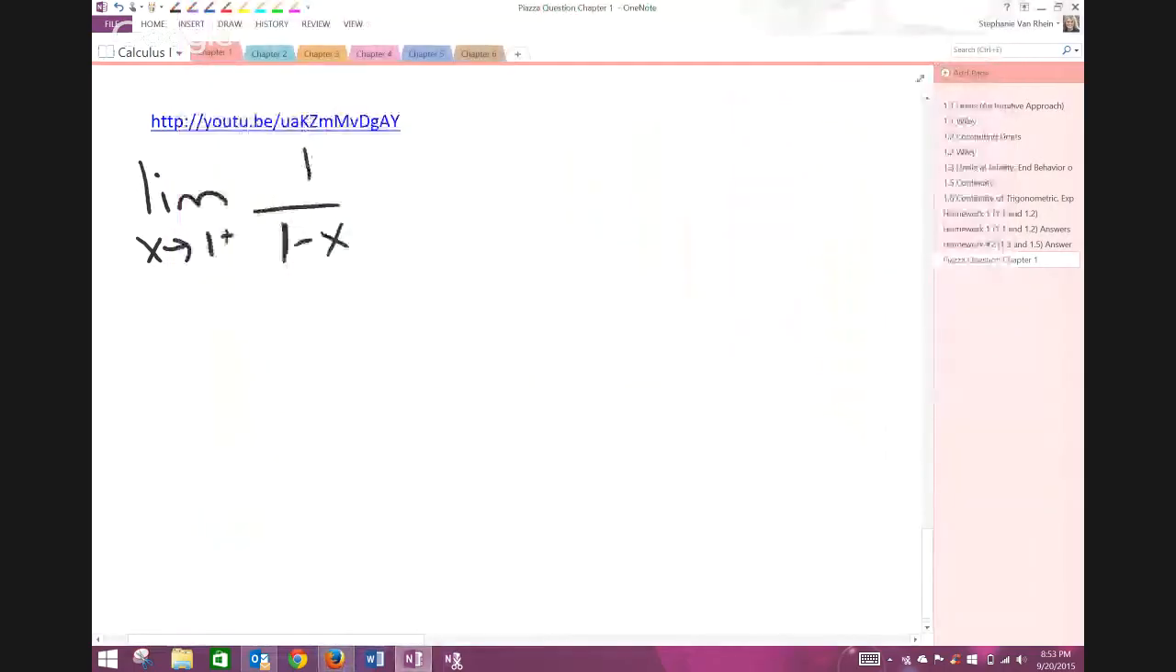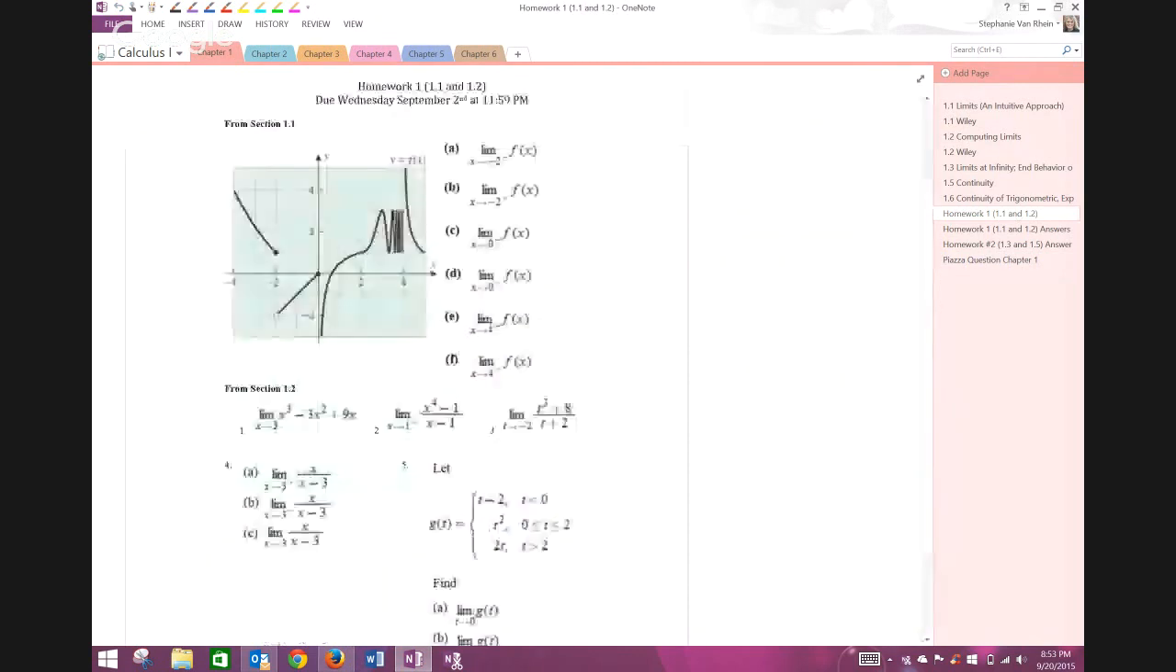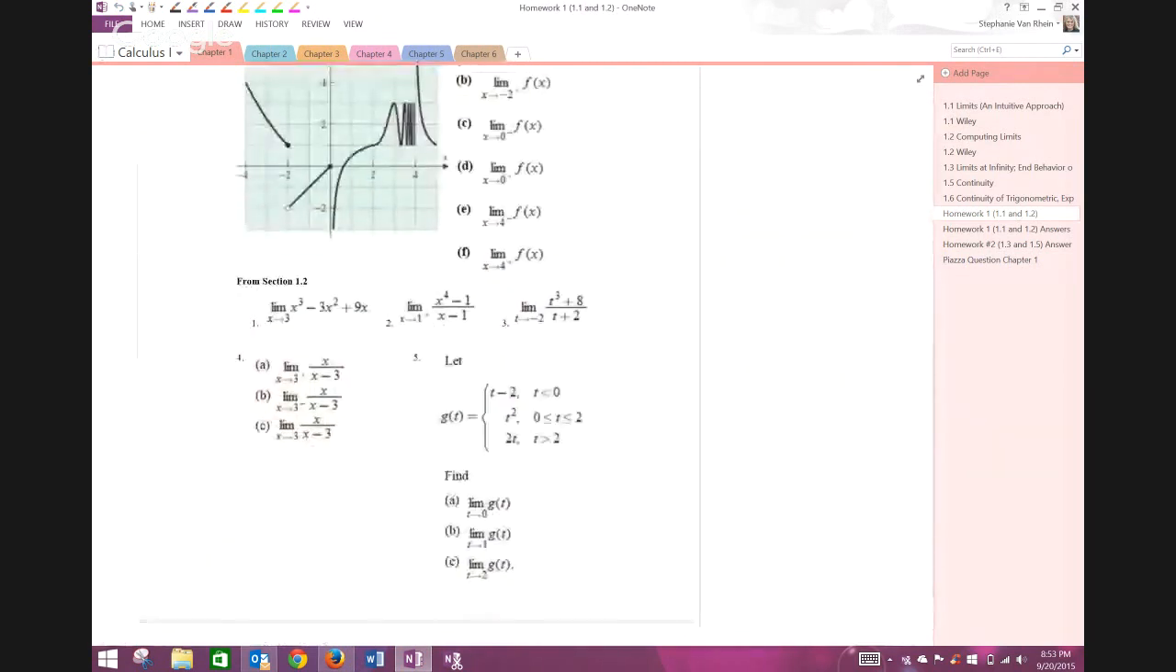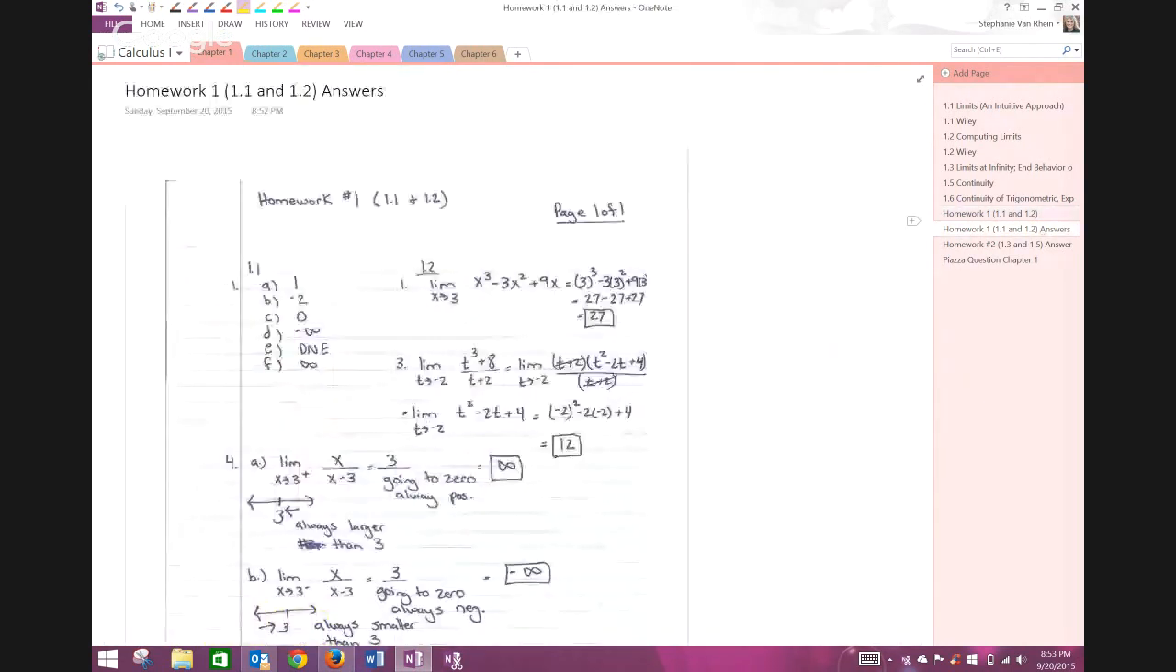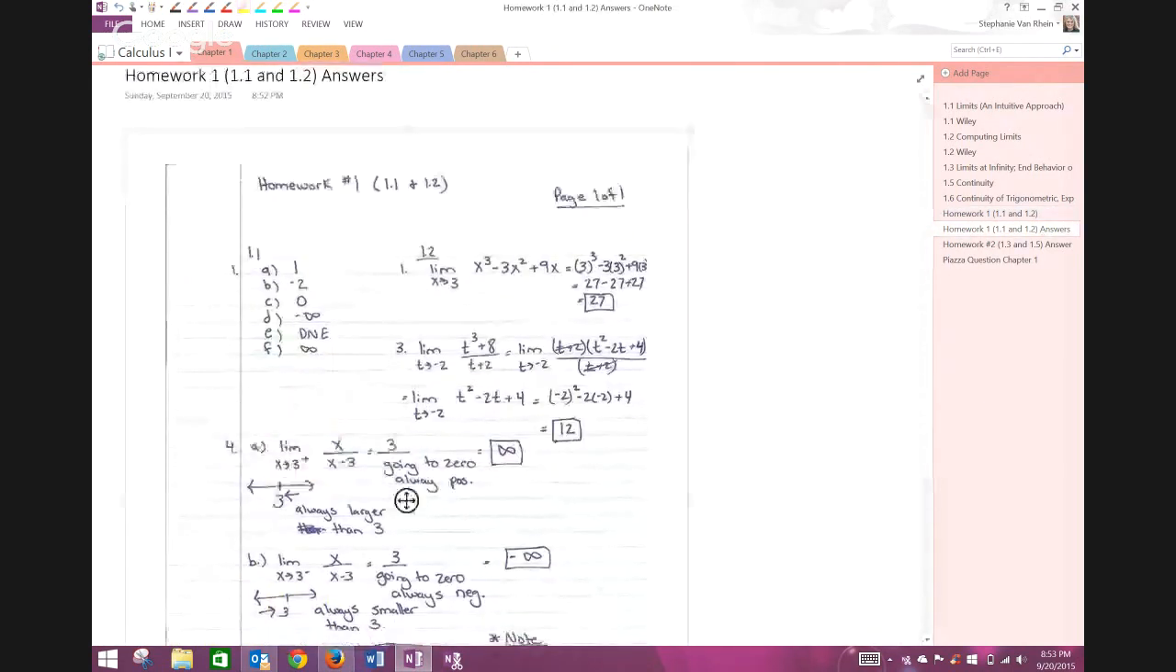The purpose of this video is to go over examples of a one-sided limit. If we look at this question, if we go back to homework 1, this is very similar to number 4 in section 1.2. Number 4 has to deal with these one-sided limits. And if you look at the answer key that's posted in Blackboard, you can see that I wrote up the answers here.